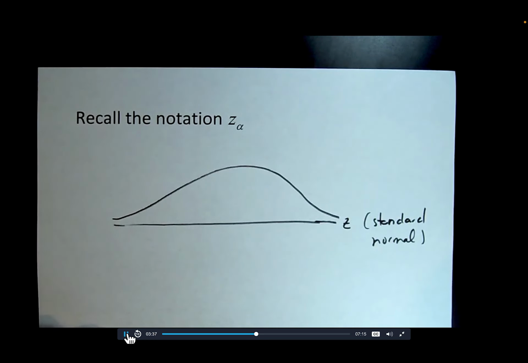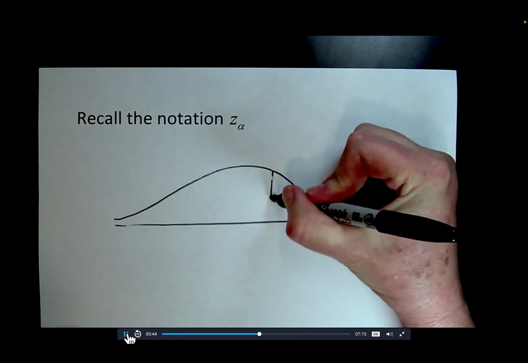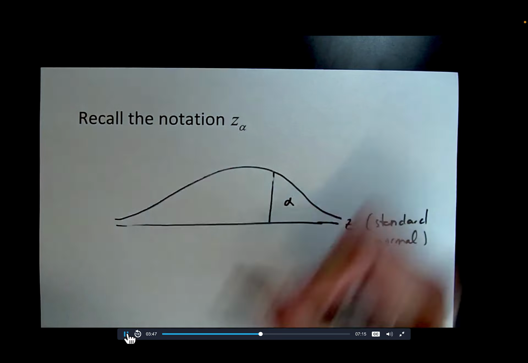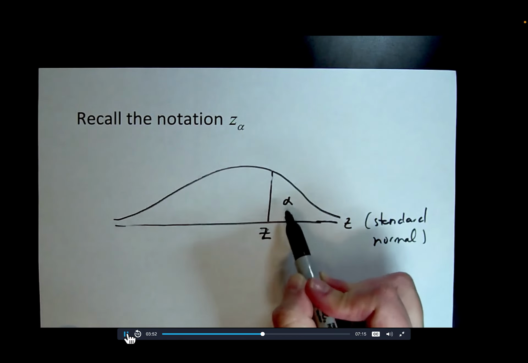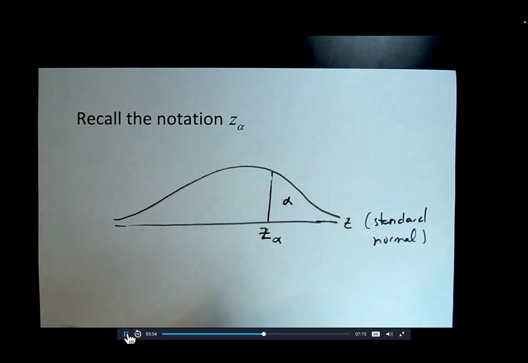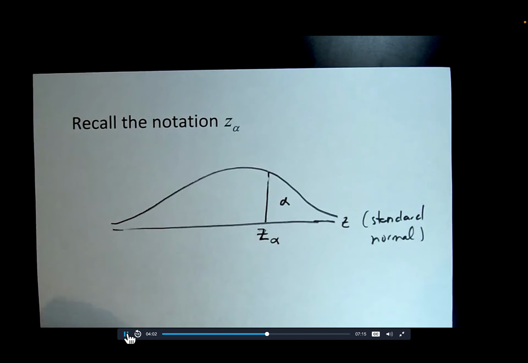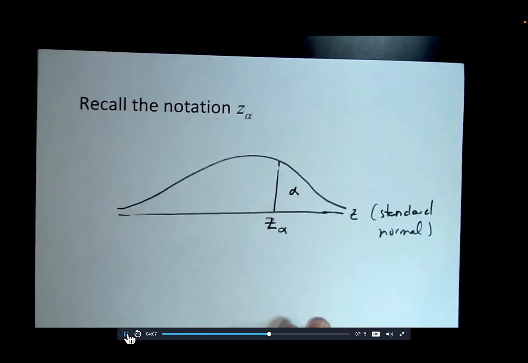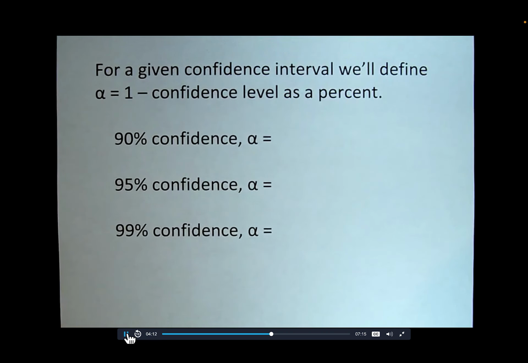But what the Z sub alpha notation is referring to is, if you have, let's say, area alpha under there, the Z value that has this area to the right of it is called Z sub alpha. So that's what Z sub alpha means. It's the number that has alpha area to the right of it under the standard normal distribution. And we're going to be using this idea of alpha and the Z alpha.